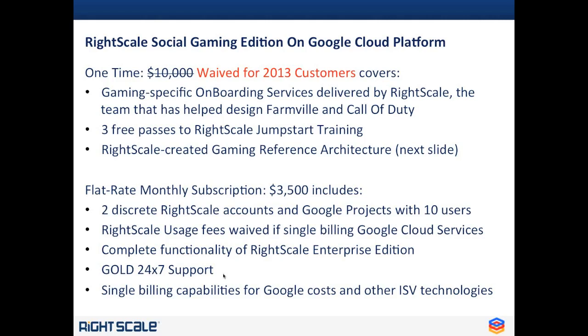And then also single billing capabilities. So you're actually going to be purchasing the Google compute costs through RightScale, and you're going to be able to get a single bill, even for other ISV technologies. So if you wanted to layer on a Riverbed or something for advanced traffic management, you could do that. Or if you wanted to, say, use the enterprise version of PHP from Zend, we also have those templates in our library, and similar to the App Store with Apple, you're able to grab those technologies, load them into your environment, and RightScale simply adds them at the bottom of your bill.